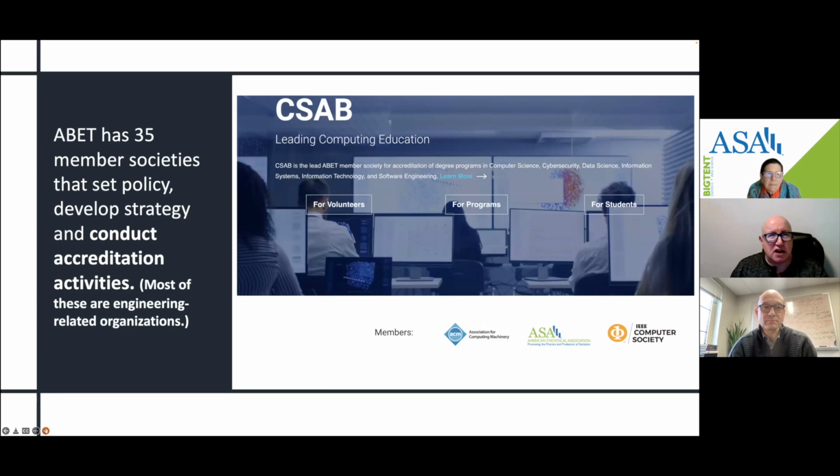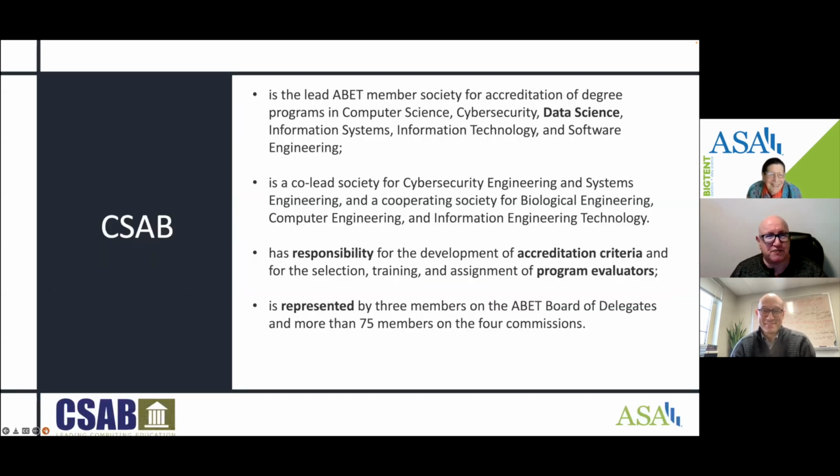So in addition to the accrediting commissions, there are separately member societies. And the member societies are very important to ABET. They are essentially the organizations that provide the expertise on criteria. And so the CSAB is the one we work with. We'll see that on the next slide. CSAB used to actually stand for something, and now it stands for CSAB. Donna, will you go to the next one?